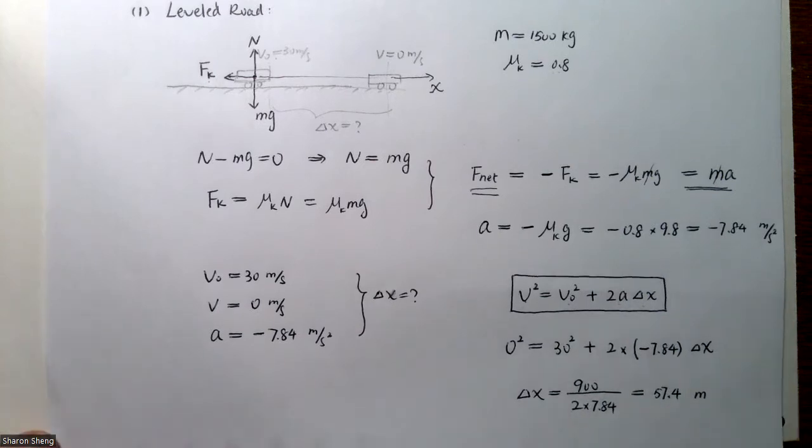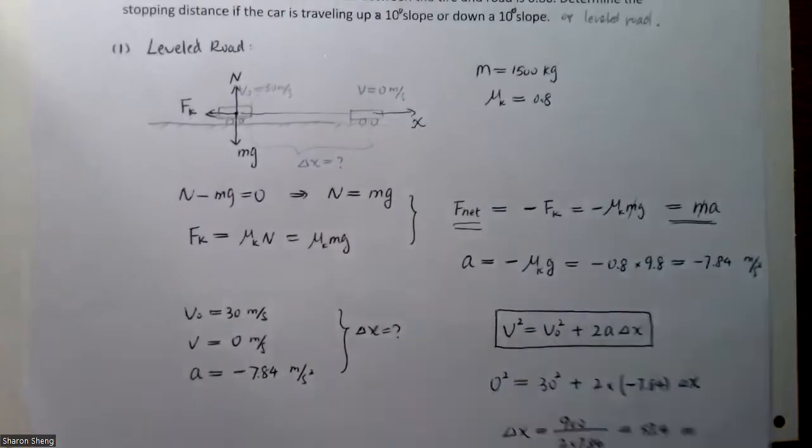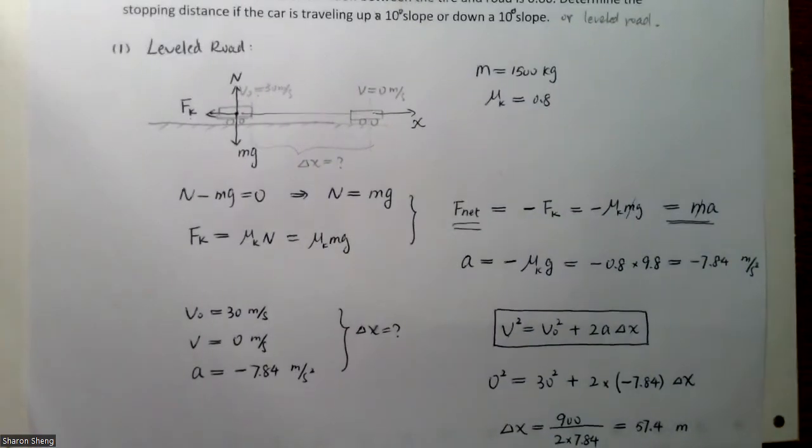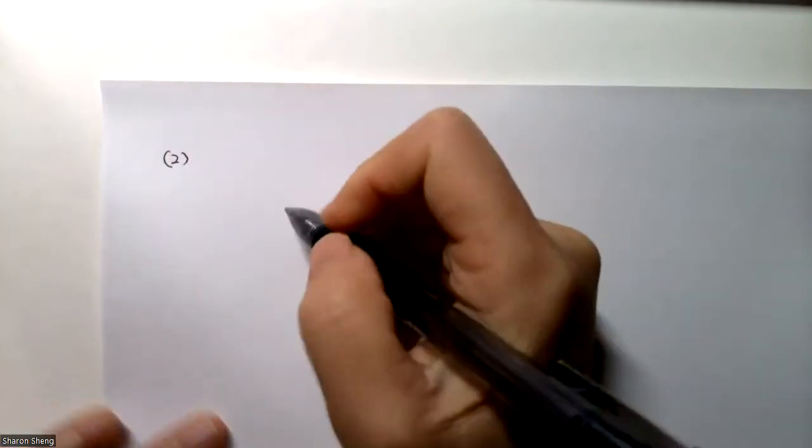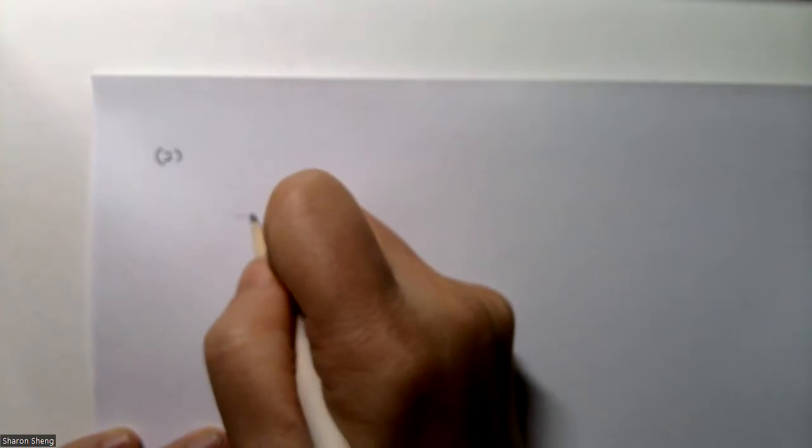Okay, so this is the first question, when it is moving on the leveled road. Now let's look at the second one. So second problem. The second case is when the car is moving up along a slope. Everything is the same, still the same initial velocity.